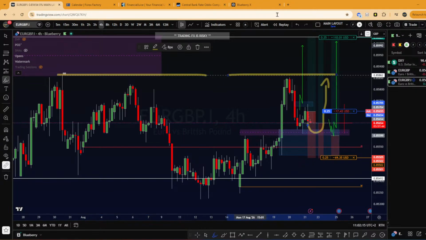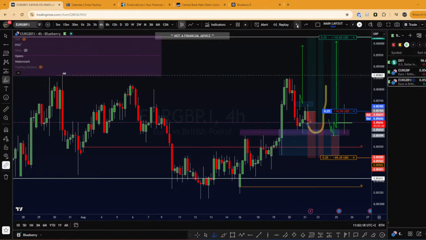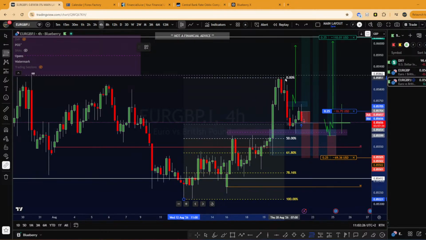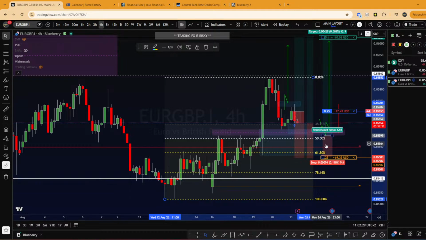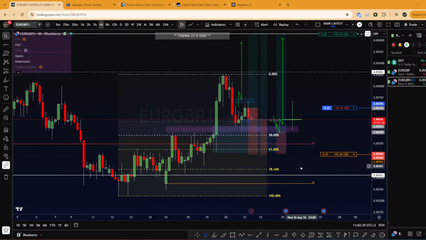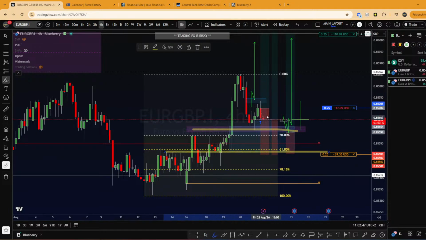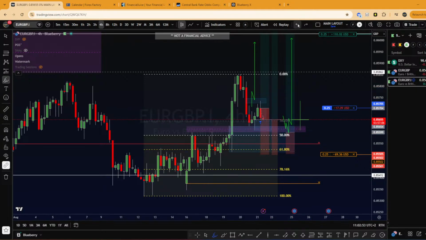Okay, so for example, if I measure the whole movement from this low to this high, you see 50% is around here, around the monthly open. So this is the zone I don't want to see price break through. At some point I need some rebounds off of around this zone somewhere here. I need a rebound. If I don't see it, I will not enter again.